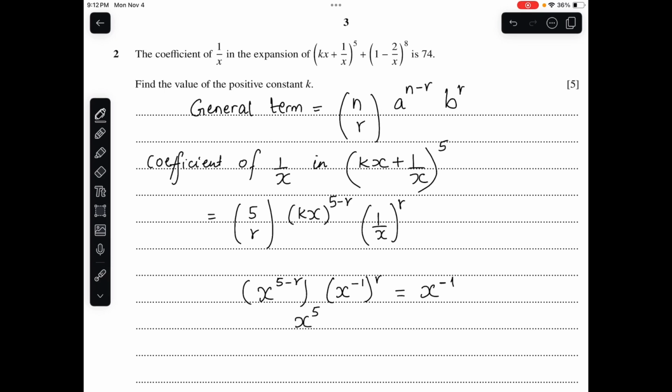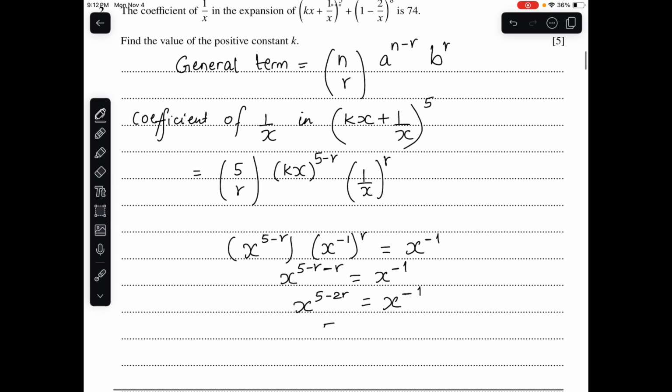So x to the power of 5 minus r, because these two multiply, is equal to x to the power of minus 1. So x to the power of 5 minus 2r is equal to x to the power of minus 1, or we could say that since the bases are same, we equate the exponents. So 5 minus 2r is equal to minus 1, or 6 is 2r. That gives me r is equal to 3.